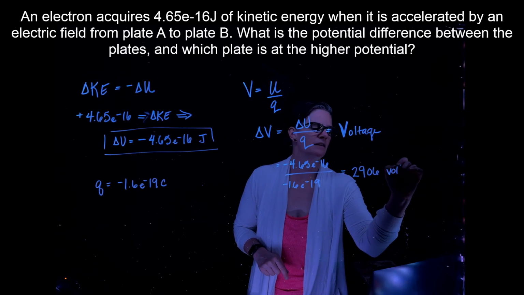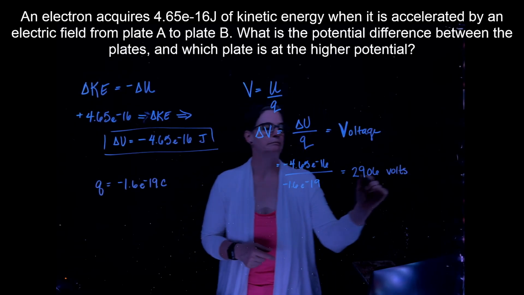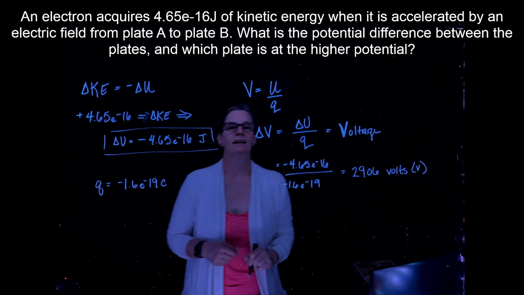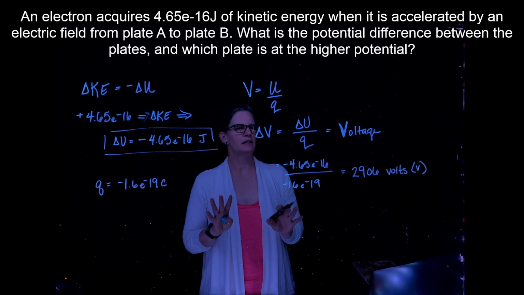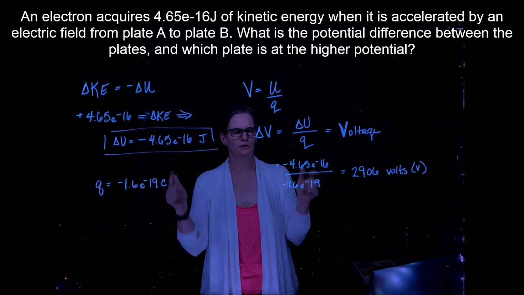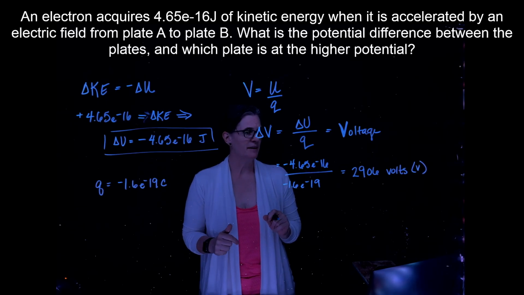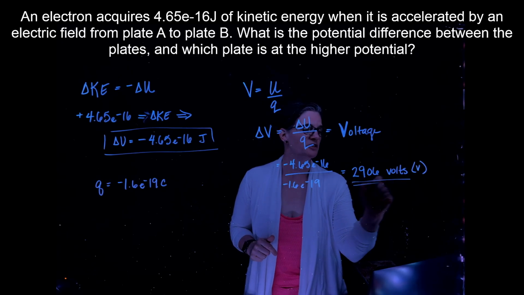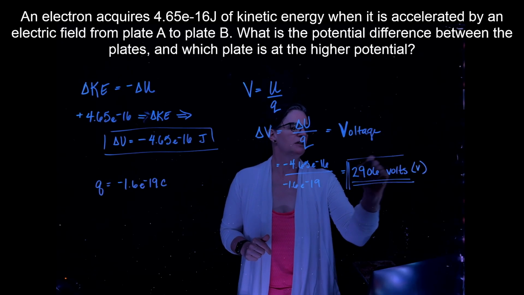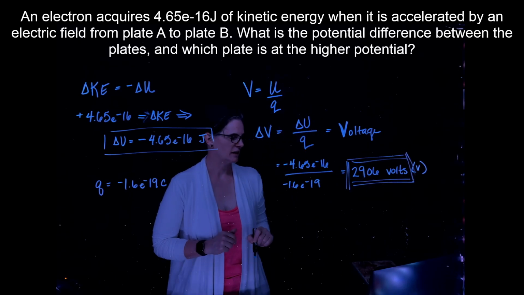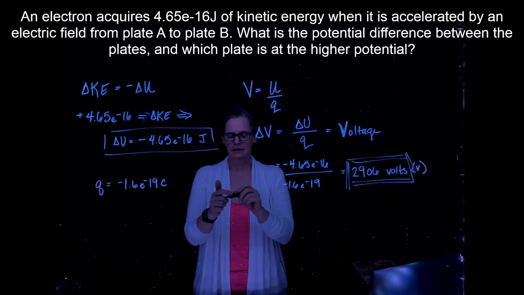2906 volts, which also, as a reminder, has the unit V. So you have to keep a little track of your V's: voltage, potential, volts. All right, so this is our potential difference. That's the answer to the question that we care about: what is the potential difference?